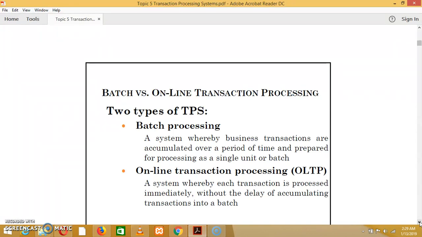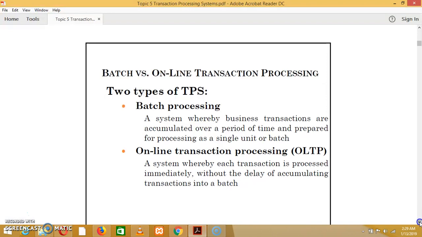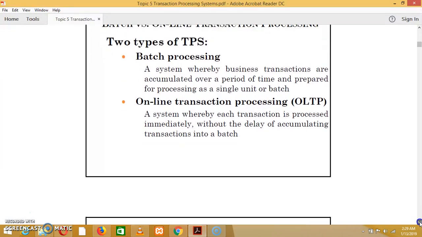So if we input the data into a processor, it doesn't wait for a batch, it just processes it. It is a system whereby each transaction is processed immediately without the delay of accumulating transactions into a batch. But in batch processing, transactions are accumulated over a period of time and prepared for processing as a single unit, or batch, right? I think that concept is very clear.